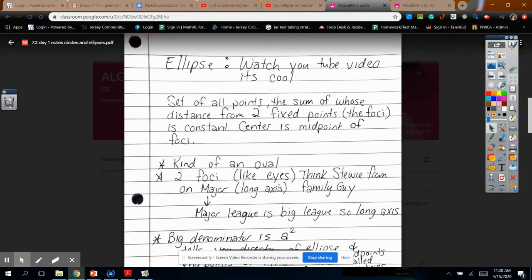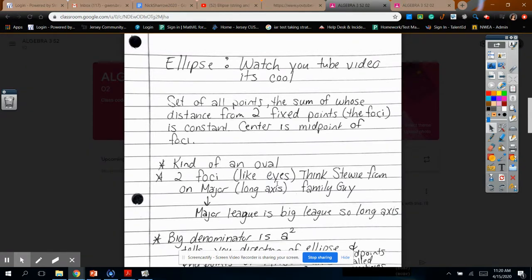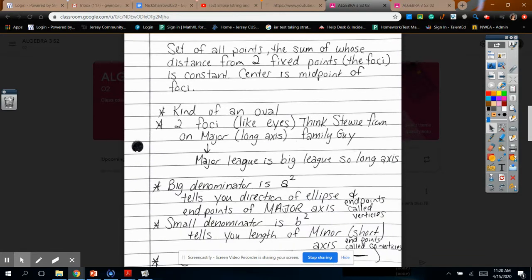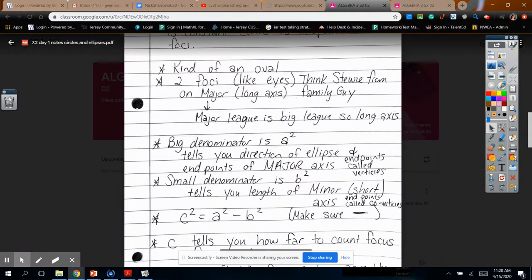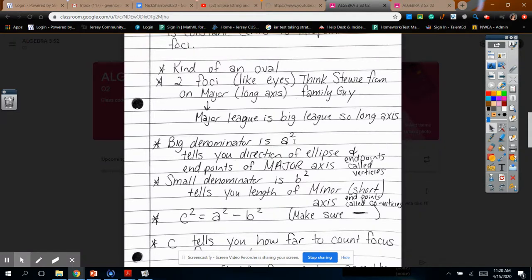Where's the notes here? Okay, so it's kind of like an oval. Think Stewie from the Family Guy. The eyes go on the major axis, which is the long axis. Okay, now there's going to be numbers and there's going to be fractions because of the formula I'll show you on the next page. But you need to know that the big denominator is always the a squared. It's always the major axis. And that big denominator we'll find first because it will tell us which way our Stewie head is going to go. The small denominator is going to be b squared, and that's going to be the short one.